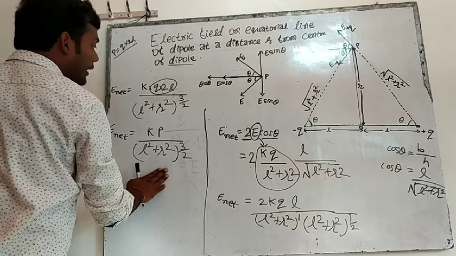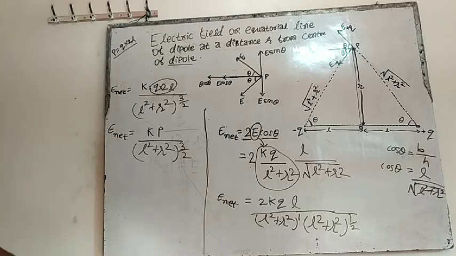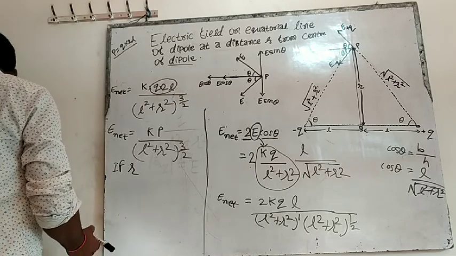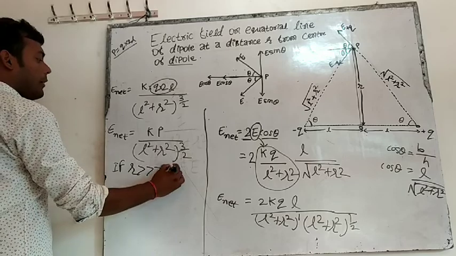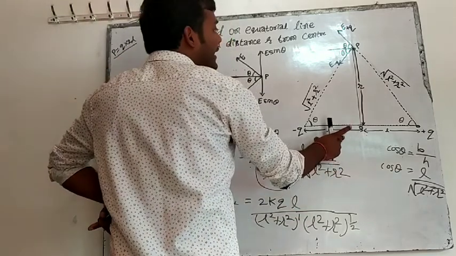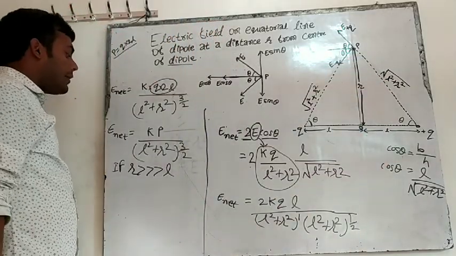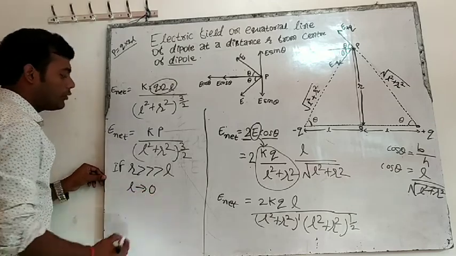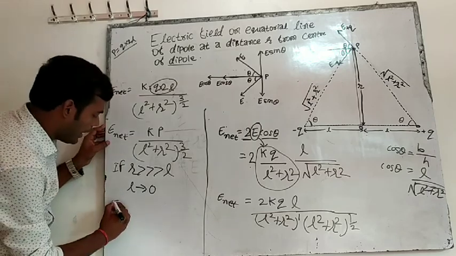But we have to understand that if the dipole is very short in length, what does it mean by short in length? That r is very much more than l, which means l is very small compared to r. So if r is much bigger than l, we can ignore l, that means l will tend to 0. So in this equation, if l is 0, what will be our final equation?